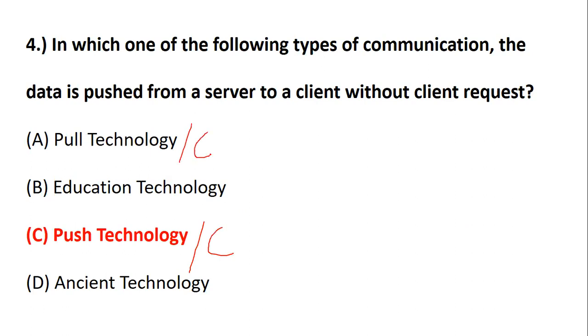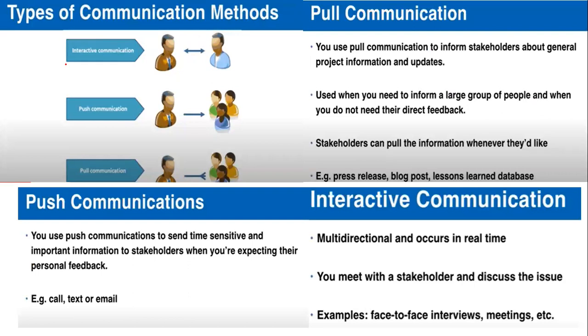Now let's see. When I say push communication, it's pushed to the recipient. That is the literal meaning of the word push. Pull means it is pulled by the recipient. Actually there are three types of communication: interactive, push, and pull. When I say push communication, you send the information to the stakeholders, for example with the help of a call, text, or an email. So you are trying to push it, right? When it is pull, you pull the information from the people.